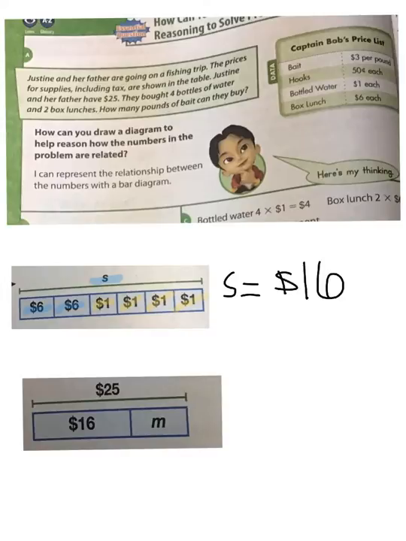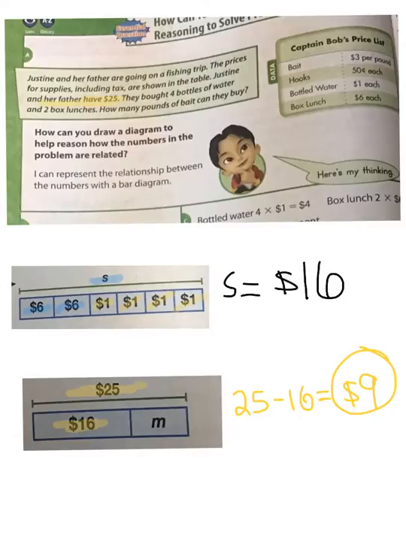Now on this bottom diagram, this is going to be the money that they have left. So we're starting with $25 because in the problem it says that they have $25. And if they spent $16, then 25 minus 16 is $9. So they have a total of $9 left to use for bait. Make sure that you draw these bar diagrams in your notes because it's going to be important for you to understand how to use them.